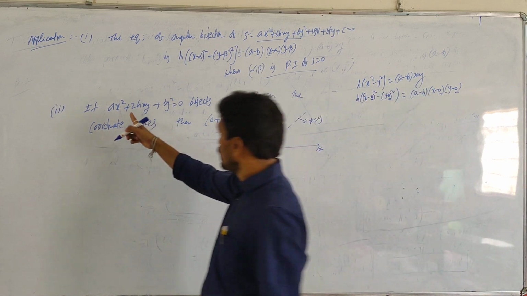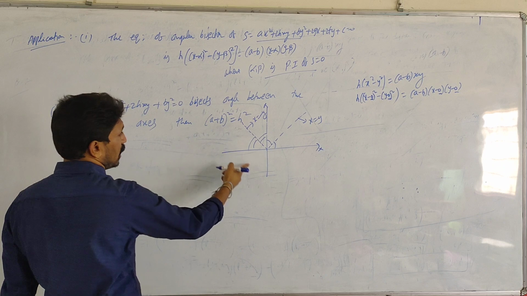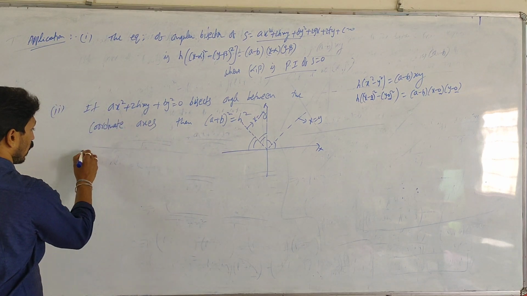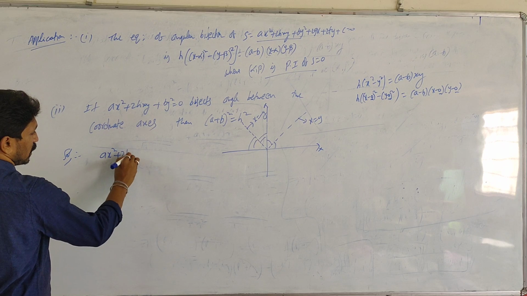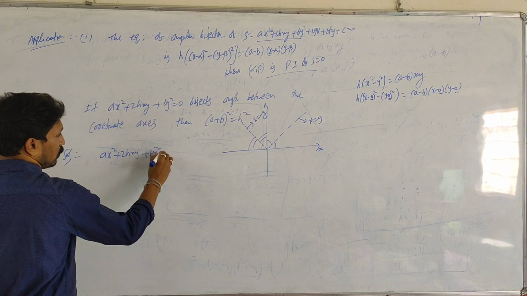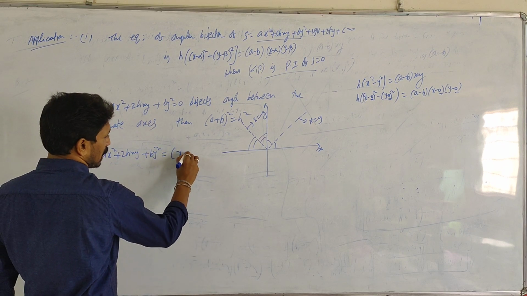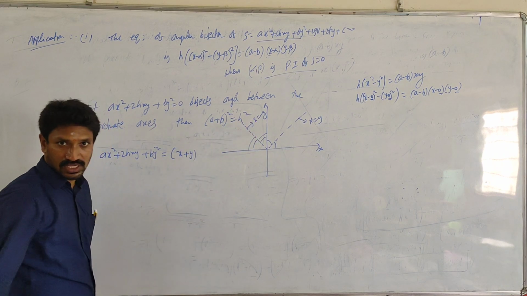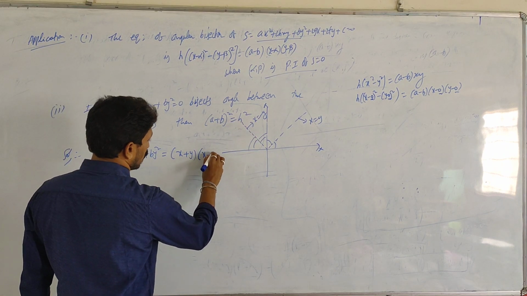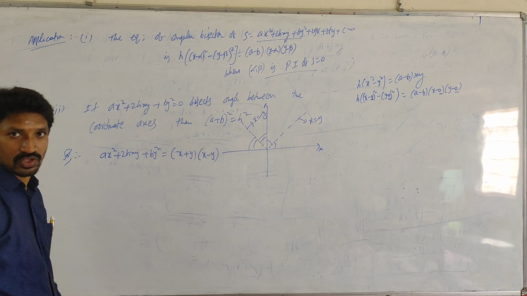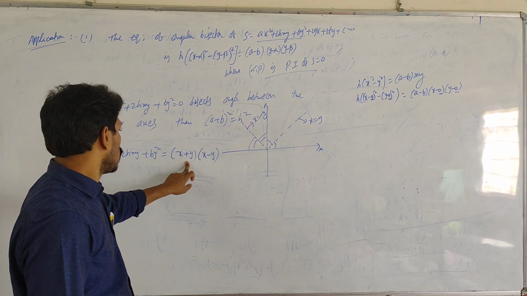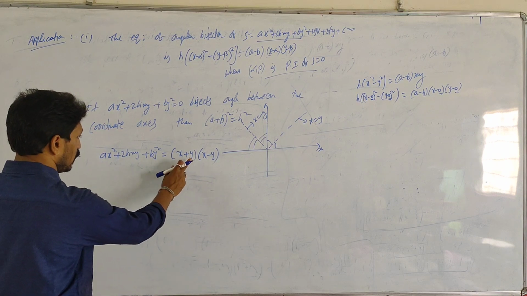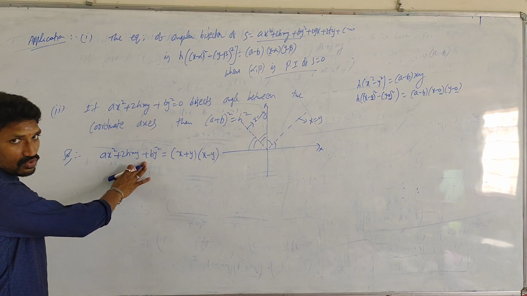Very clearly, if it is the angular bisector of the coordinate axes, this one, ax square plus 2hxy plus by square, you can write as x plus y into x minus y. So very clearly these two are the factors. Okay, so x plus y is one of the solutions of this one very clearly.